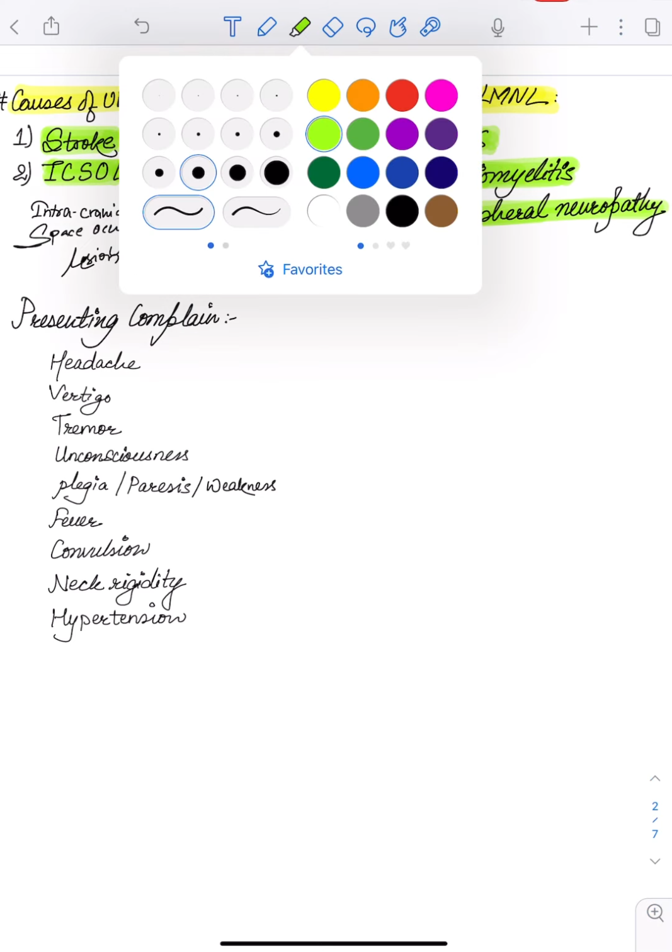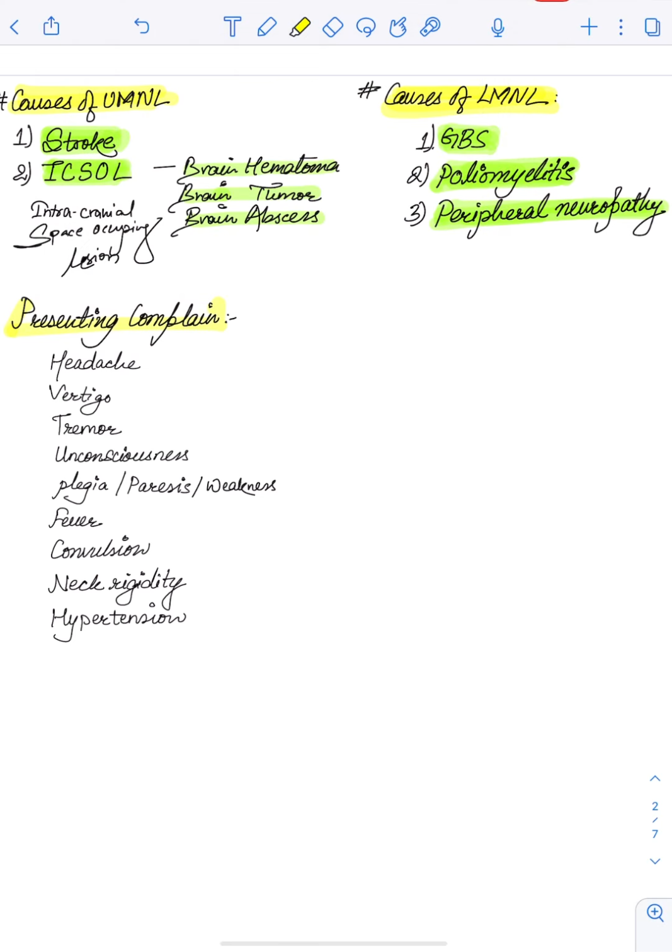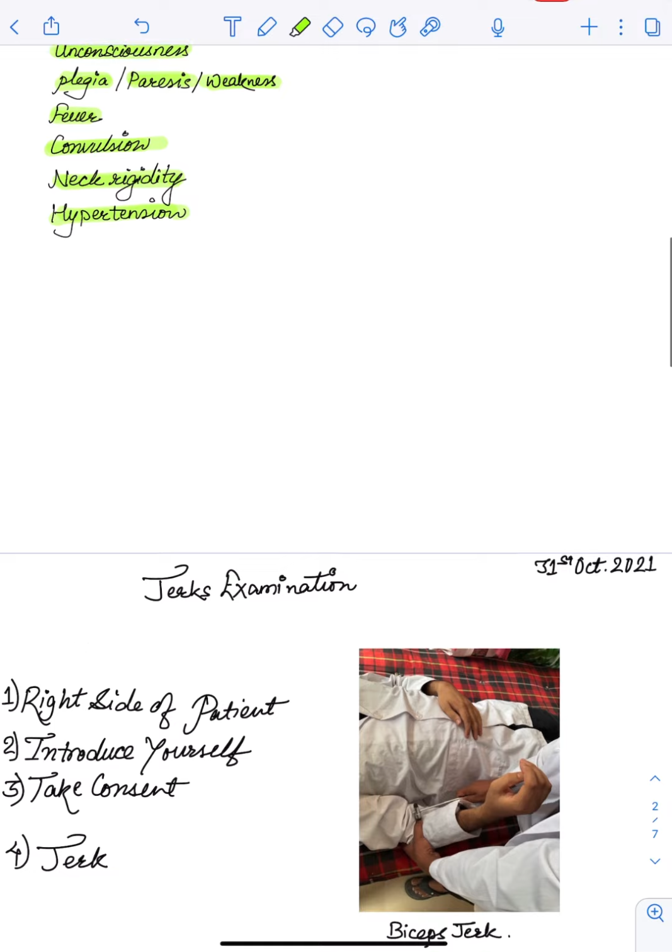Now let's see some of the complaints that a patient may present with during the visit to you. They can complain of headache, vertigo, tremor, unconsciousness, plegia or paralysis, weakness, fever, convulsion, neck rigidity, hypertension. These are some complaints, and you must know all of this in quite some detail so that you can deal with the patient in your internship or as a medical doctor. Now we can go for examination.